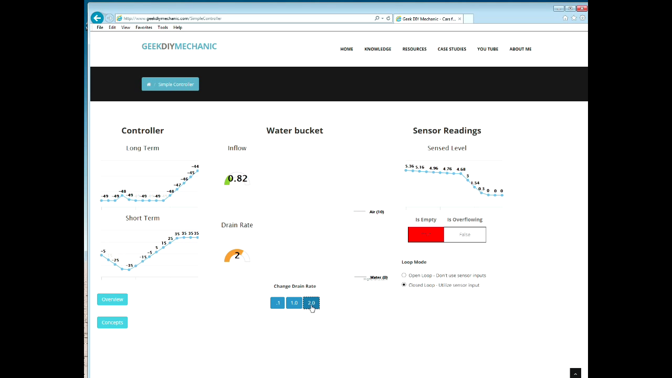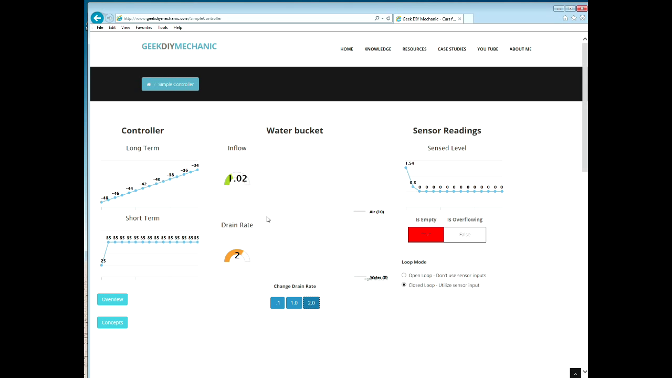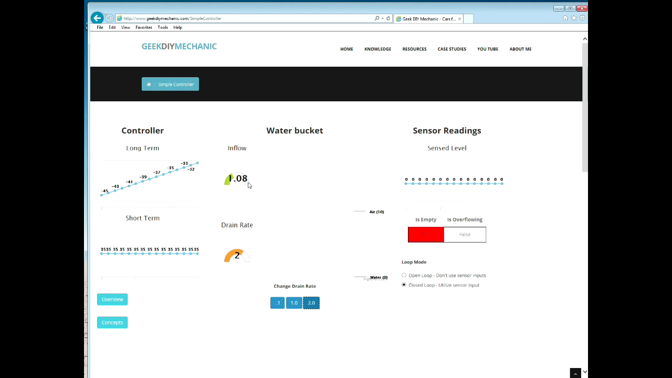Drained it so fast. Let's see how it compensates. Clearly we need to add more water, so we're expecting the inflow to increase over 2 because we want to raise the water to 5, and then when it reaches 5 the inflow should match the drain rate, right? If you think about how you would do it yourself, that's what you would do.